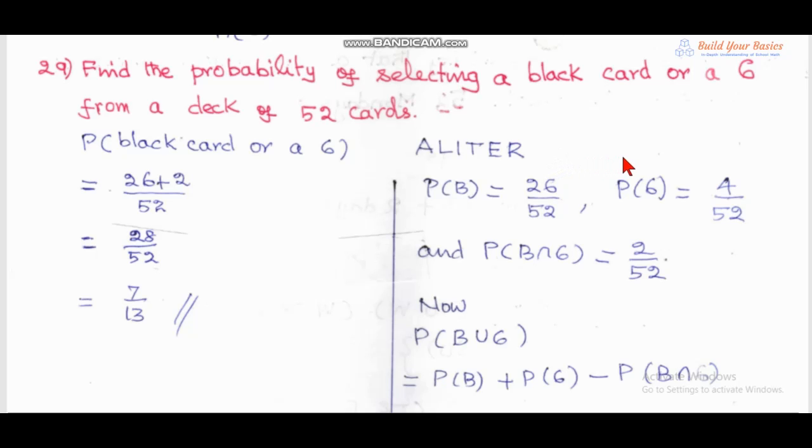Probability of drawing a card bearing a number 6 is 4 by 52, because there are 4 cards which bear a number 6. And probability of B intersection 6, that is probability of drawing a card which is black as well as 6, is 2 by 52, because there are 2 cards which are black as well as bear a number 6, that is a clover 6 and a spade 6.